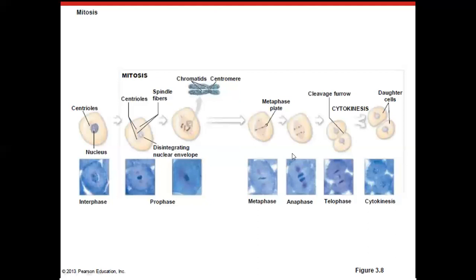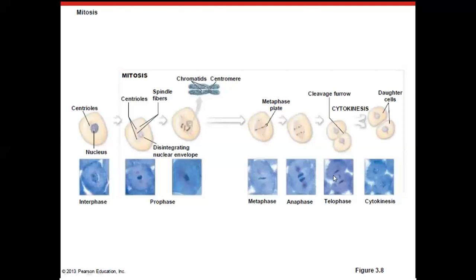And then as anaphase begins, the chromatids split. So right here's the centromere. This chromatid will go to one side of the cell, and this chromatid will go to the other side of the cell. So right here it's happening. There's one set of chromatids headed in this direction towards the upper left, and another set of chromatids headed towards the lower right.